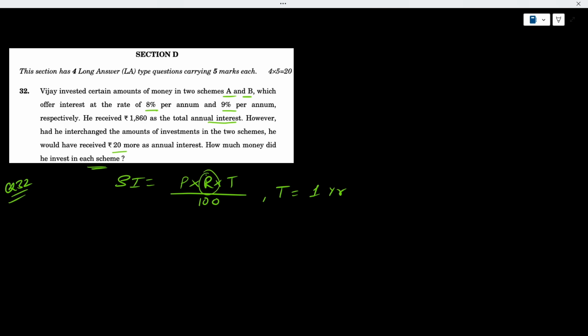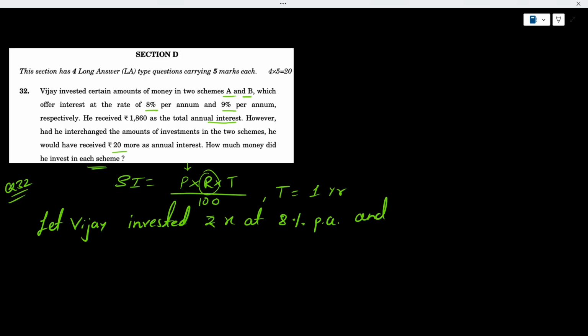The rate is changing in two different schemes, 8% and 9%, and the principal in the two schemes will also be different. So let's see what the investments are. Let Vijay invest rupees X at the rate of 8% per annum, and rupees Y at 9% per annum in the other scheme.